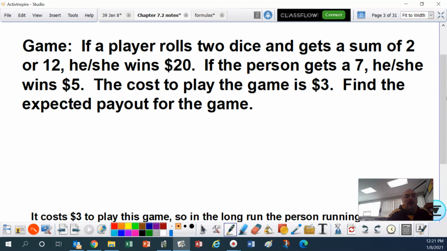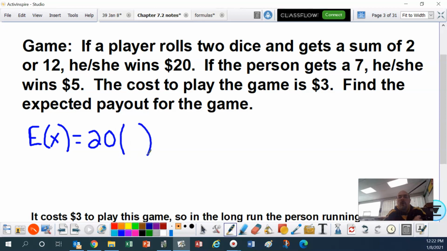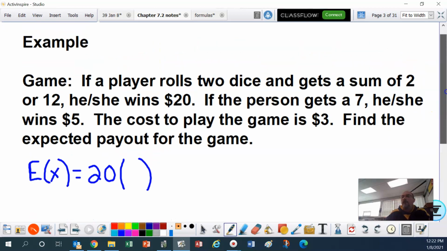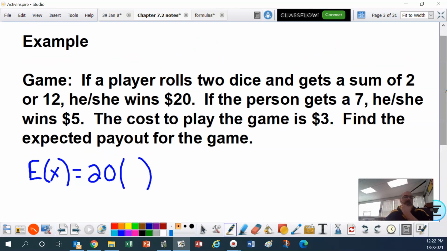Okay, so we want to know what is the expected value. So X in this case is the amount of money you expect to win, right? So let's think about this. We're going to start with 20 bucks. Okay, now what's the probability of rolling a sum of 2 or 12?